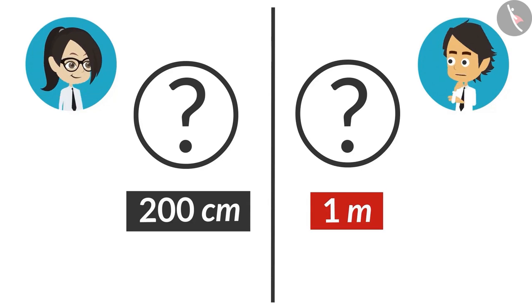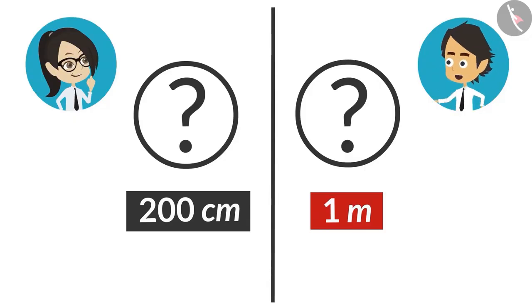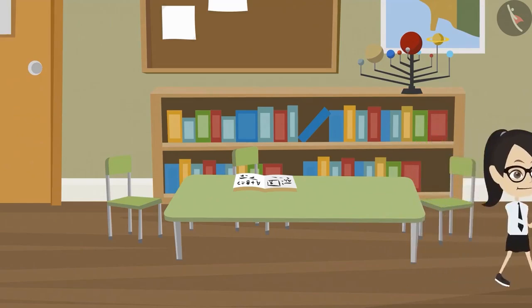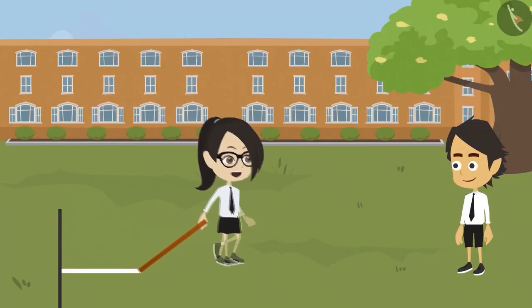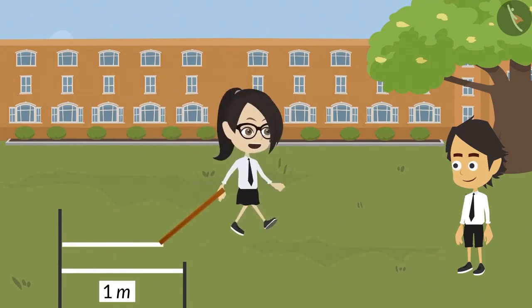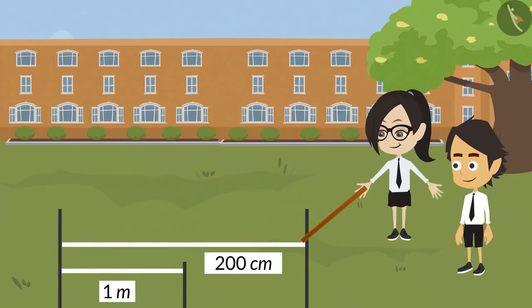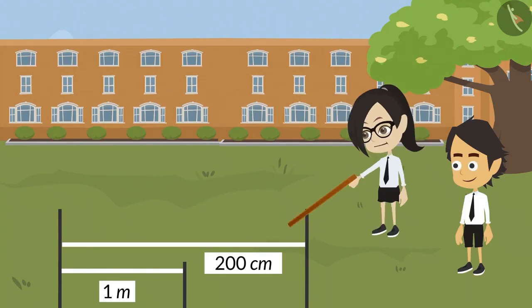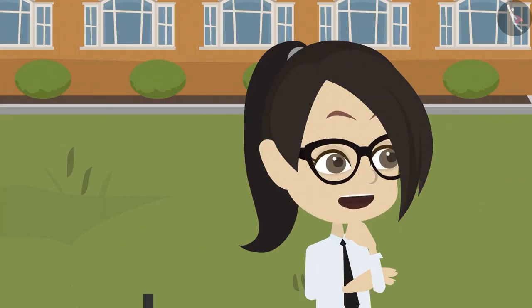I knew that would be your answer. What did you think? Have I said anything wrong? Yes, you got it wrong. You do one thing. Draw lines of both these lengths on the floor and see. Okay. First, I will draw a line of 1 meter. Now, I will make a line of 200 centimeters. Hey, the centimeters line turned out to be longer. That means a value written in centimeters can be longer than one written in meters.